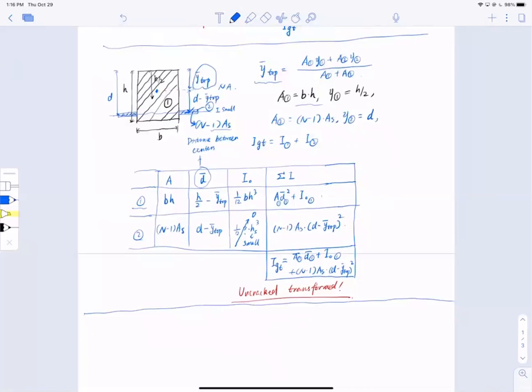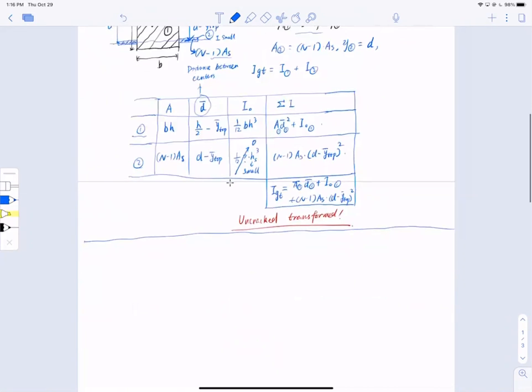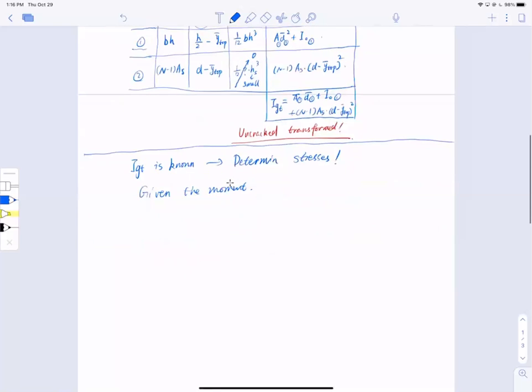Not difficult, right? You've seen this before, so I'm just rewriting it. Once you have this I transformed, once IGT is known after calculation, you can determine the stresses. How? If given the moment, I can determine three stresses.